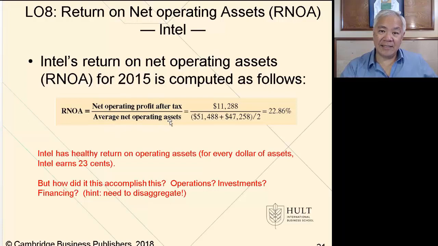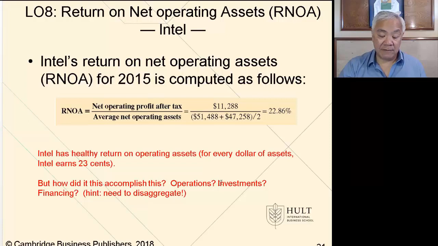It's net operating assets, which has all the red versus black, but it's even more complicated because it's average. You take the average NOA from this year compared to last year, and that's the denominator. So this number is highly, highly engineered, and we got to 22.8. The interpretation is Intel has a healthy return on operating assets. We've seen this already.